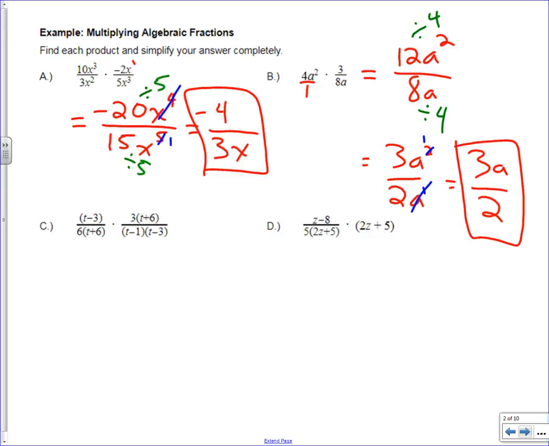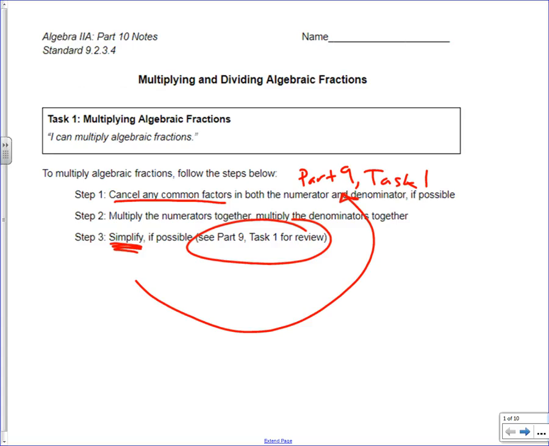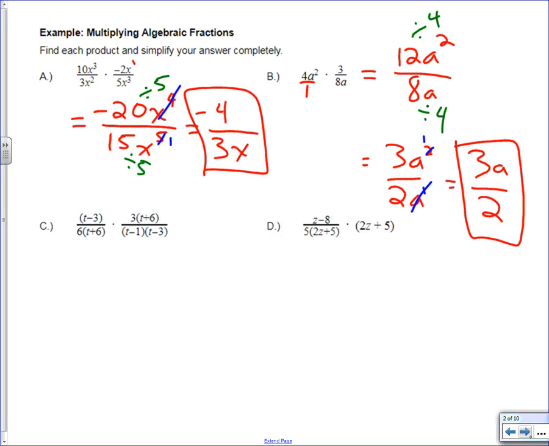Okay, now here's when we get to C, this is what I really meant by this first step. Cancel any common factors. Okay? I could multiply this and do a bunch of stuff. But first, I'm going to look for common factors in the numerator and denominator. And it doesn't matter where in the numerator and denominator they are when you multiply.